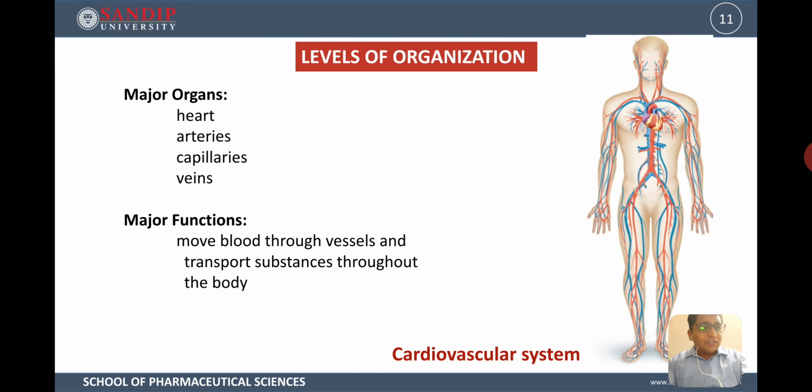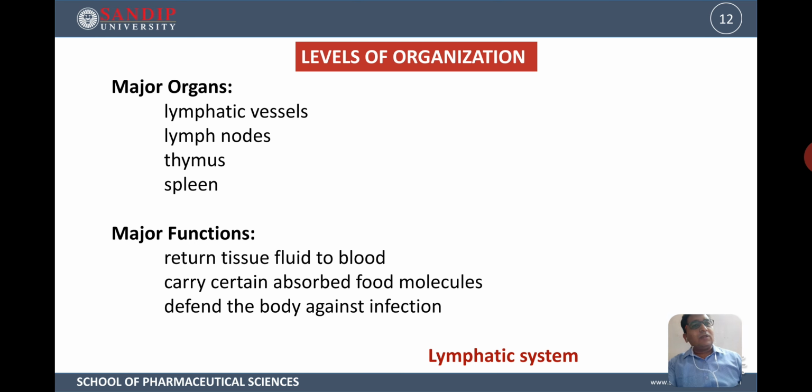What is their main function? Whatever the blood circulation inside the body, that particular blood circulation is controlled and regulated with the help of the cardiovascular system. It means the movement of the blood through the vessels and transport to all the organs, including the tissues and the cells. So each organ receives blood. Input and output of the blood is given with the help of the cardiovascular system. Today we can just discuss the basics.